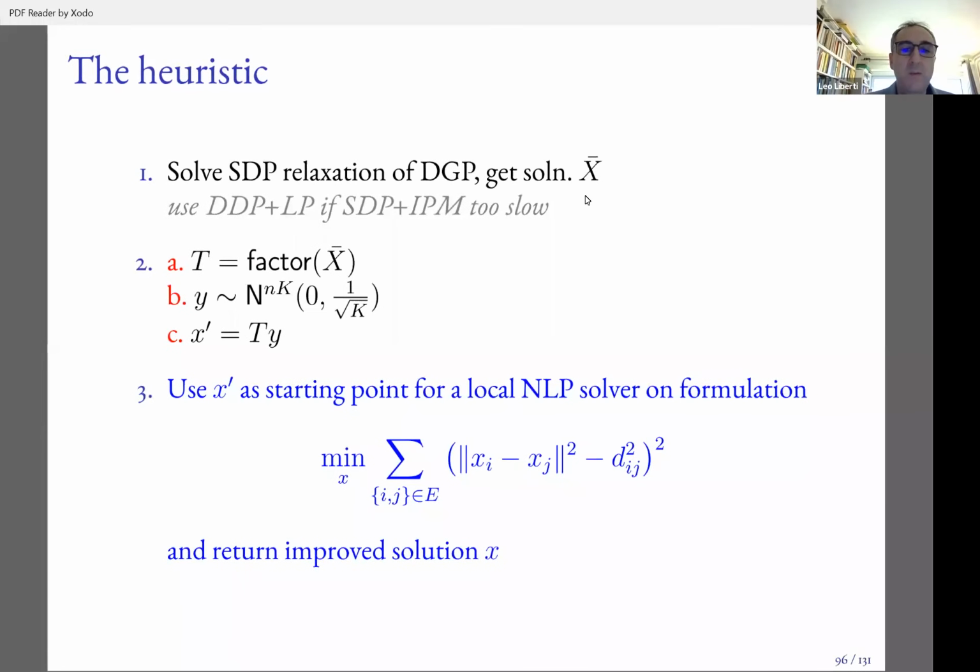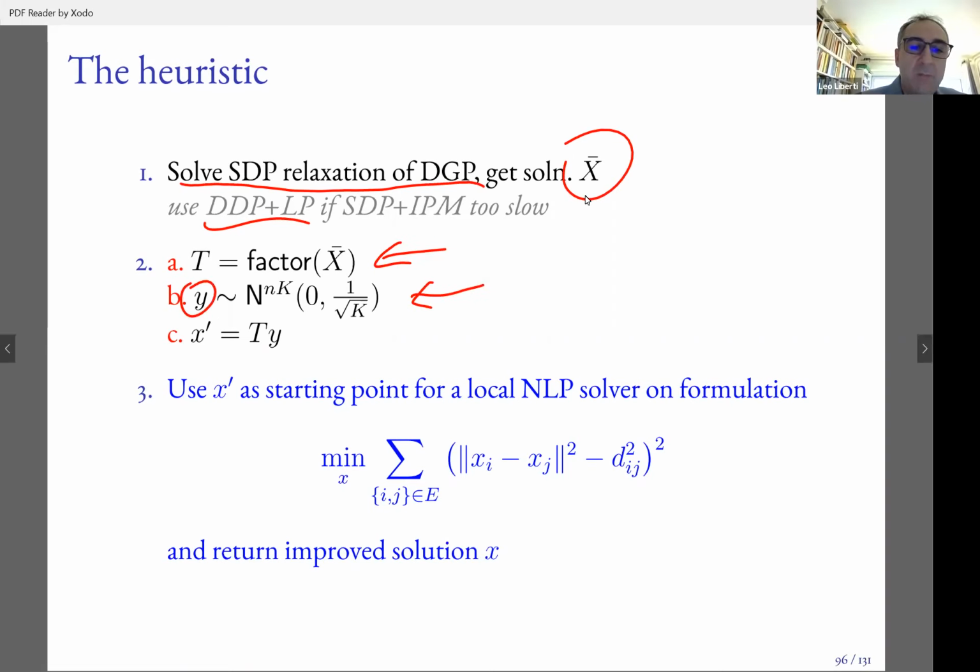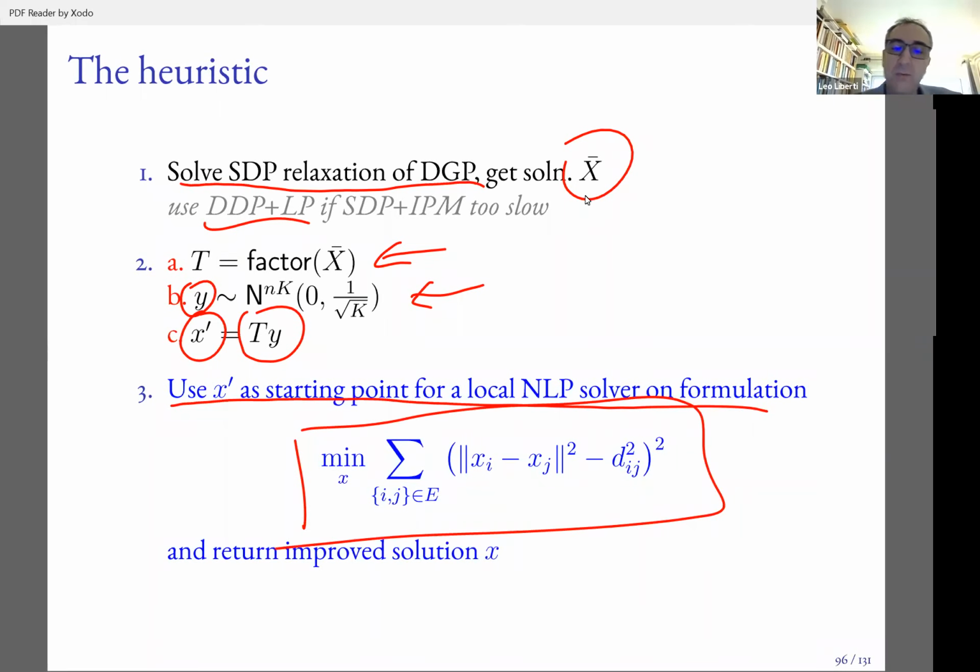So the heuristic that I'm using here is: solve an SDP relaxation of the DGP, or also a DDP relaxation, get a solution x bar, and then factor x bar, sample y as a k times n matrix, and then x prime would be T times y. Okay, and now do the refinement phase. Use x prime as a starting point for a local NLP solver on, for example, the quartic formulation. And this returns the improved solution x. So this worked very well.